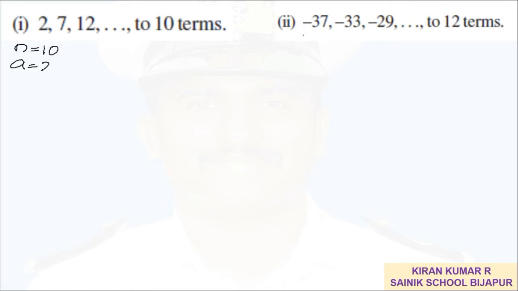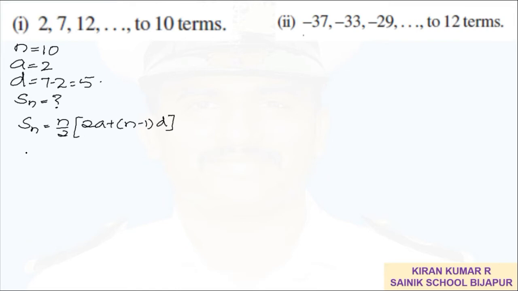A value is 2. Common difference we can find it out. Second term minus the first term is 5. So we can find sum of n terms using the formula Sn equal to n by 2 times of 2a plus n minus 1 into d. So S10 will be the sum of 10 terms. So 10 by 2 multiplied to 2 times of 2 plus 10 minus 1 multiplied to 5.